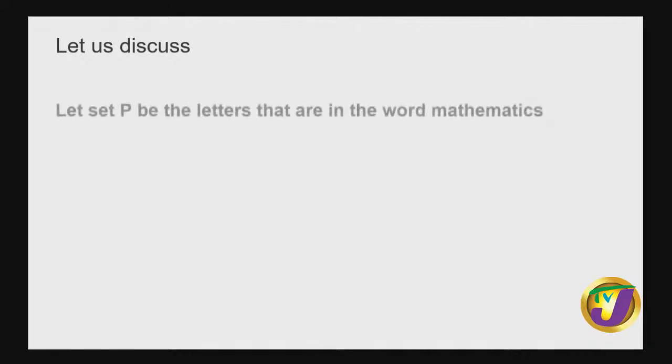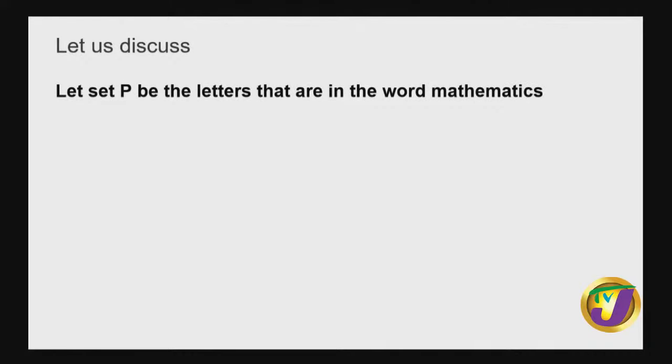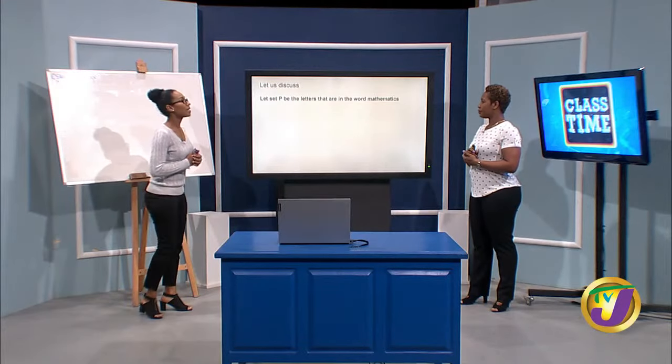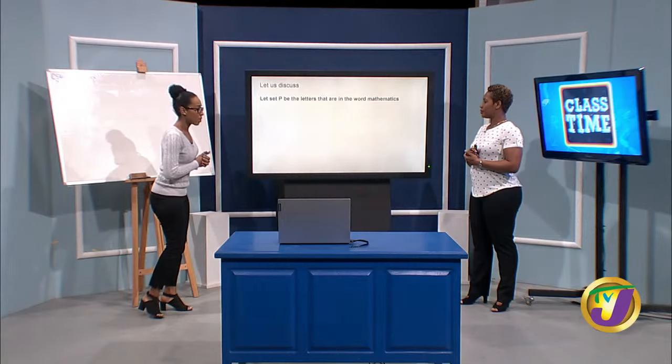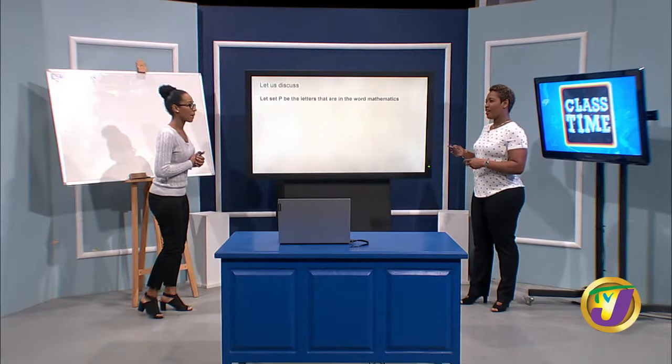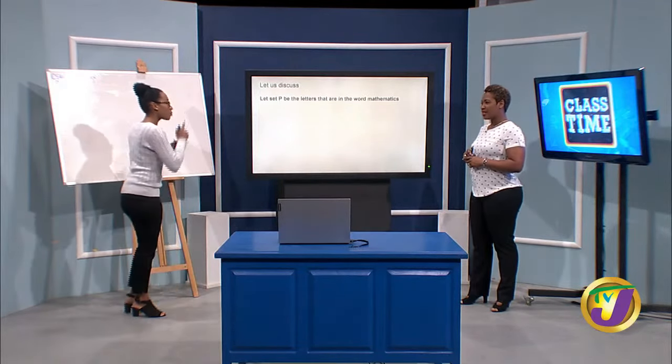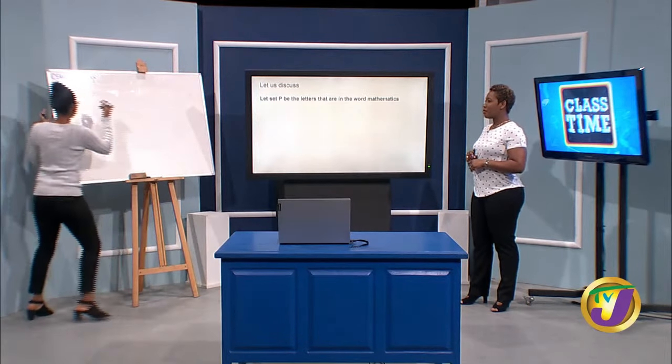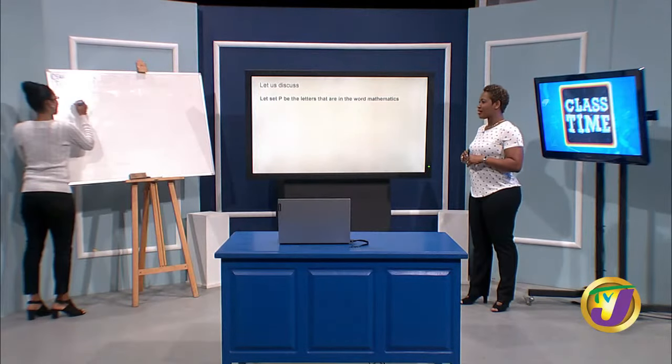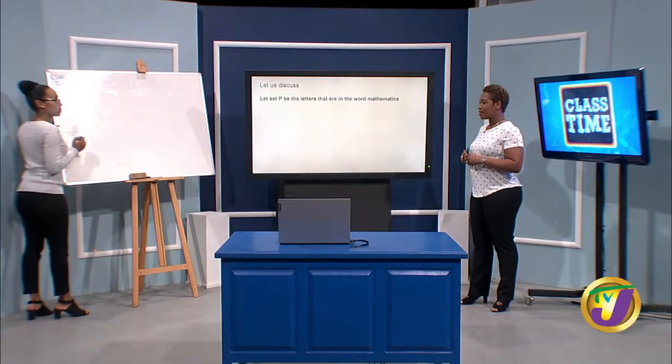So let us discuss here now. We're going to let set P be the letters that are in the word mathematics. And we all know how to spell mathematics, of course. All right, so let's list the members then. Right, so we have set P. We name the set P. Yes. We use our curly braces. M.